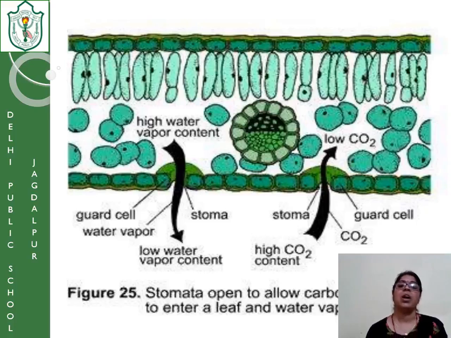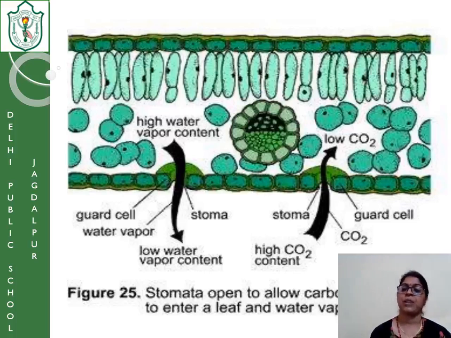Now you see how the stomata opens when there is high water vapor content. The water vapor is high inside the leaf and low outside the leaf, and the carbon dioxide is low inside the leaf but high outside the leaf. In the previous class you studied that the movement of water or gaseous molecules is done by the process of diffusion.